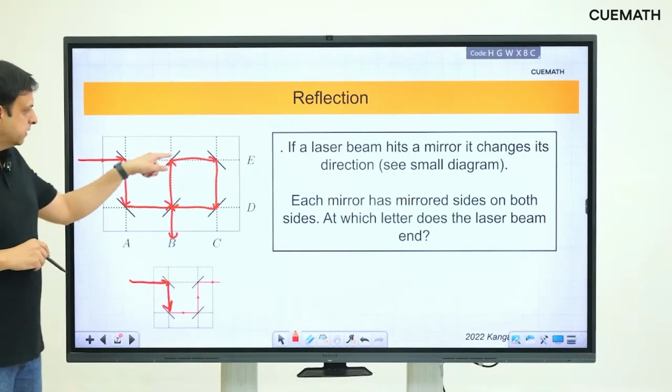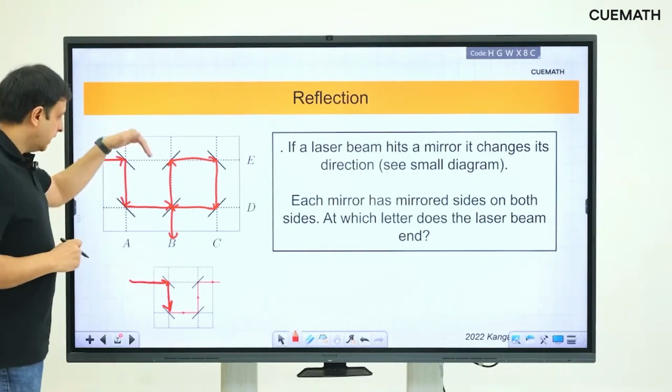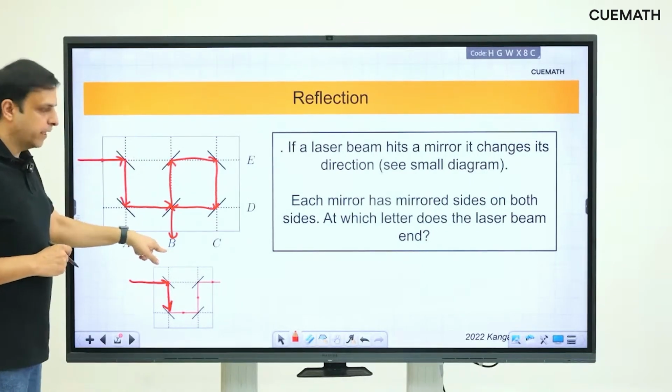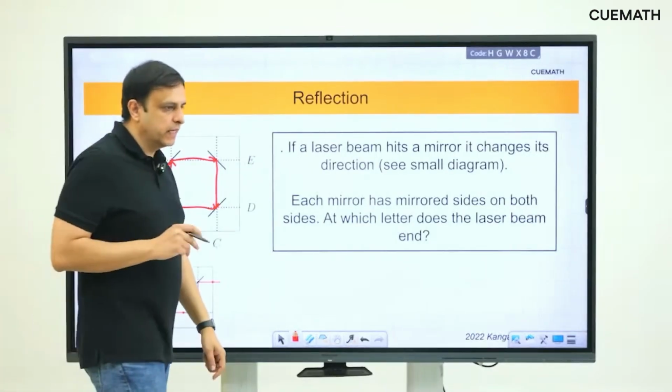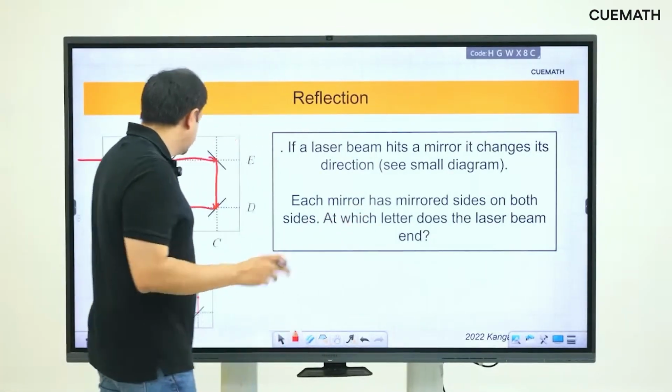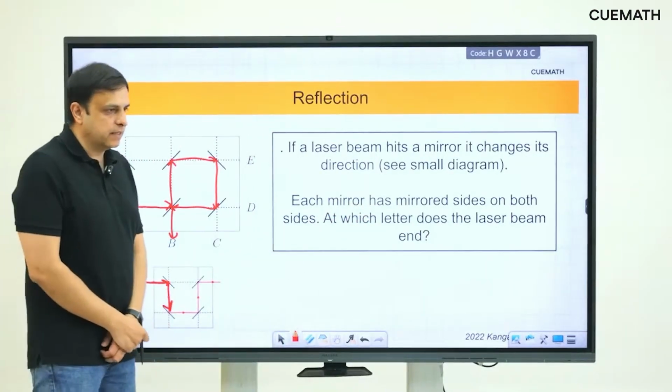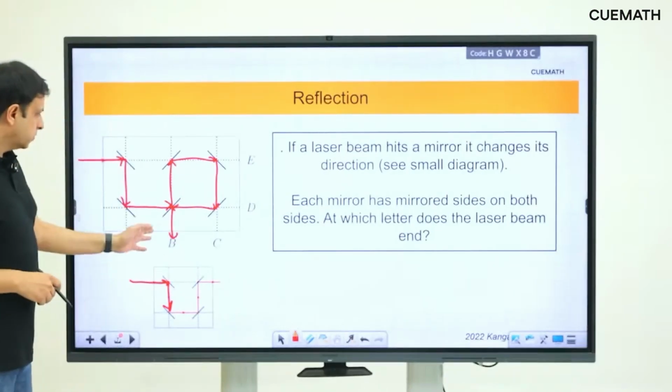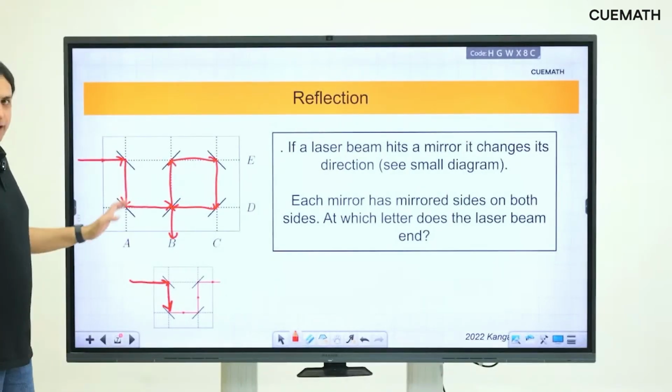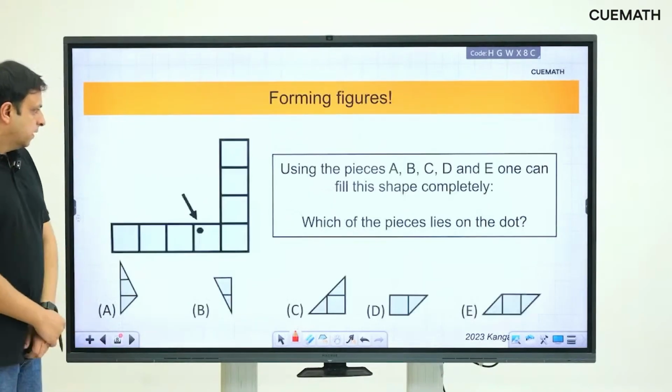So, this is how the reflections will happen, and the ray will exit the box here at point B. So, B is the answer in this case. I saw a lot of D's as answers, but D is not correct. The actual correct answer is B, and I hope you understood the logic here.